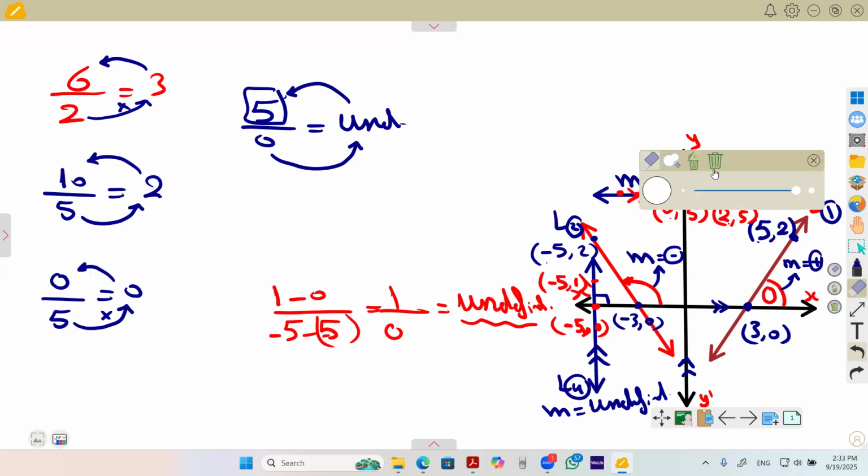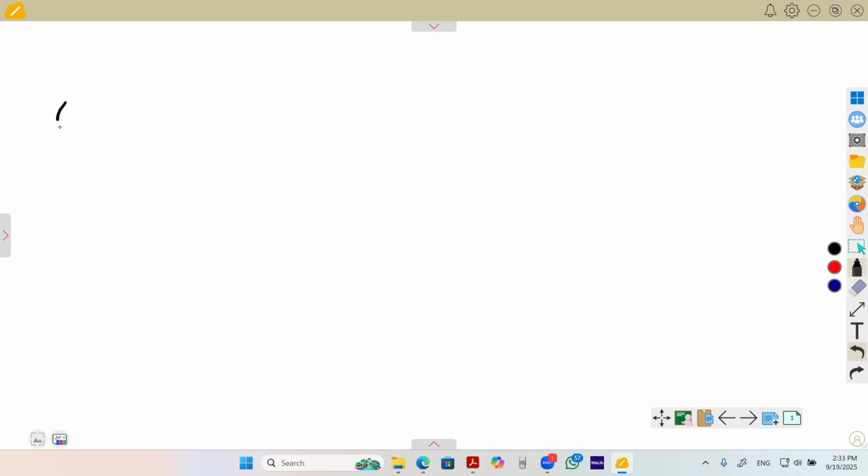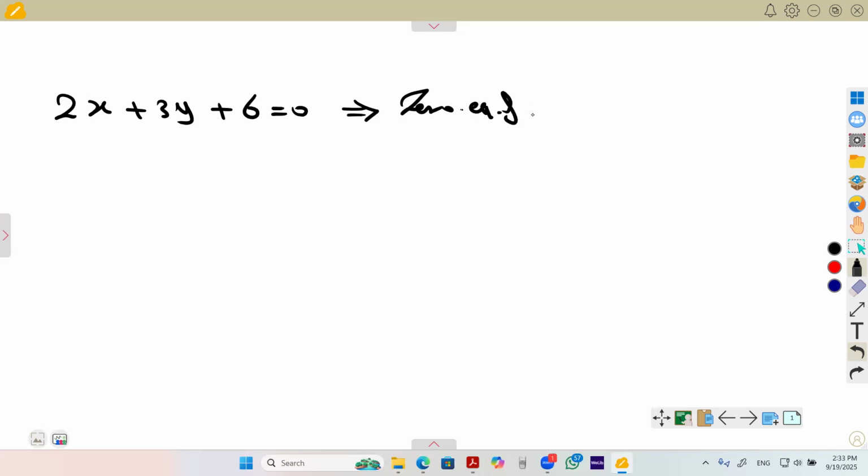Now we learned how to get the slope from 2 given points, and we covered the 4 cases of the gradient or slope: positive, negative, 0 or undefined. If we have this form of the equation of a straight line, 2x plus 3y plus 6 equals 0, I said this is called the zero form of the equation of a straight line.